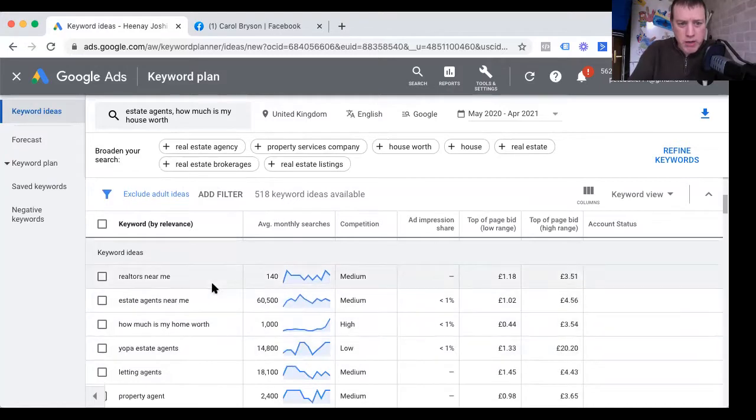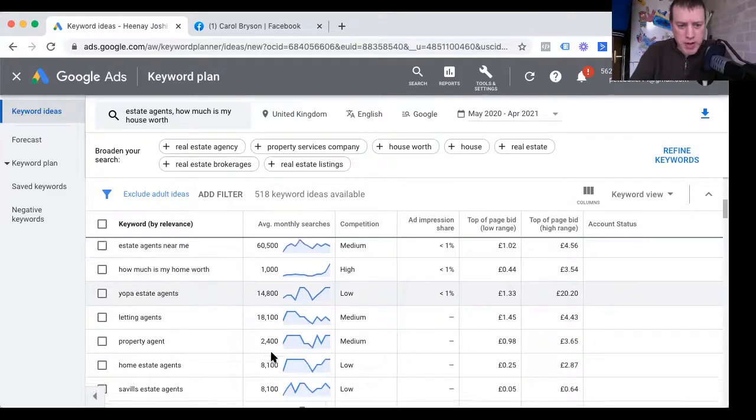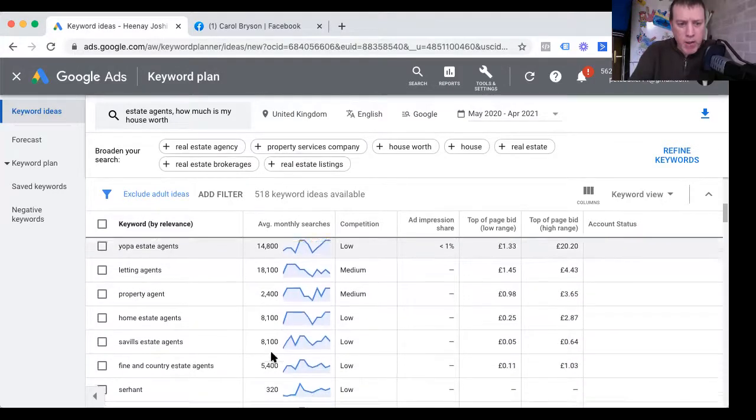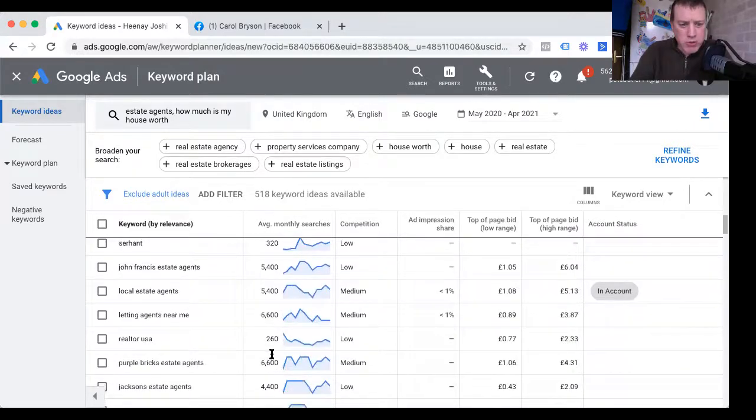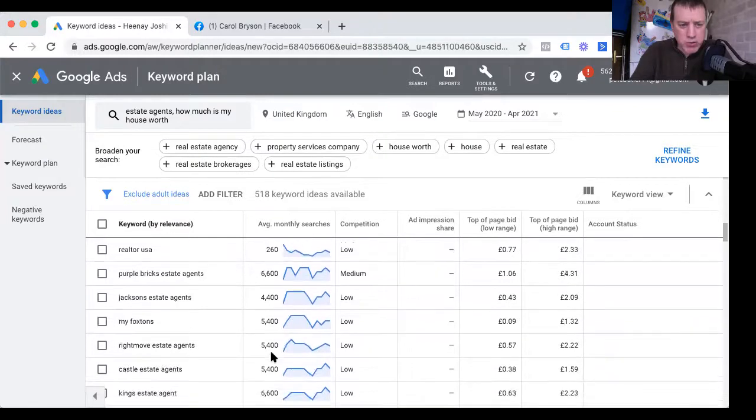Then we've got realtor near me, 140 searches a month. Estate agent near me, 60,500 searches a month. Yopa estate agents, 14,800. Estate agent, property agent, and then we've got a lot of brands here. We've got John Francis, Purple Bricks, 6,600 searches a month.